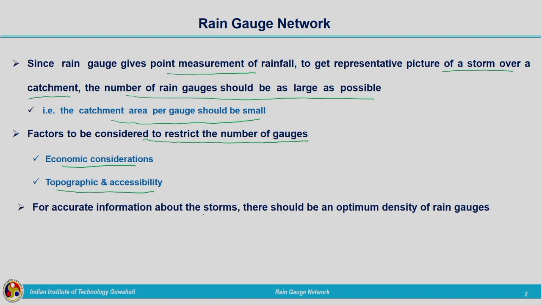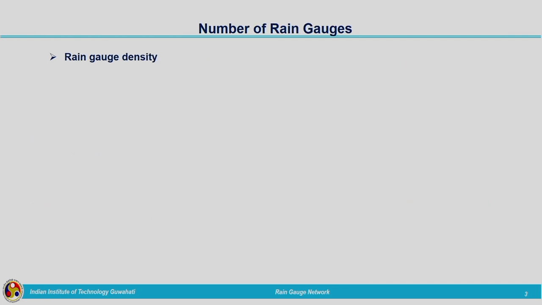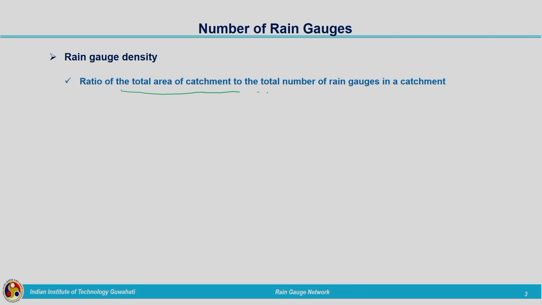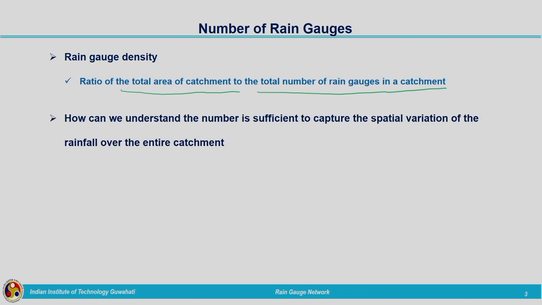So, for accurate information about the storms, there should be an optimum number of rain gauges, or an optimum density of rain gauges. What is meant by rain gauge density? Rain gauge density is the ratio of the total area of the catchment to the total number of rain gauges in that catchment. Now, how can we understand whether the number of rain gauges present in a catchment is able to capture the spatial variation of the rainfall over the entire catchment? We need to have an idea of how many rain gauges should be present in a particular catchment based on its area. That is what we are going to see now.